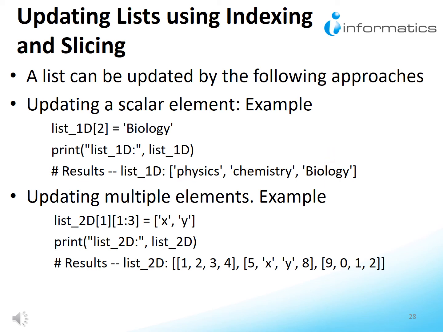Updating multiple elements: for example, list2d[1][1:3] equals x, y. This changes the elements of list2d at slice 1:3 in the first sublist to x, y. Result: list2d becomes first row 1, 2, 3, 4; second row 5, x, y, 8; third row 9, 0, 1, 2.